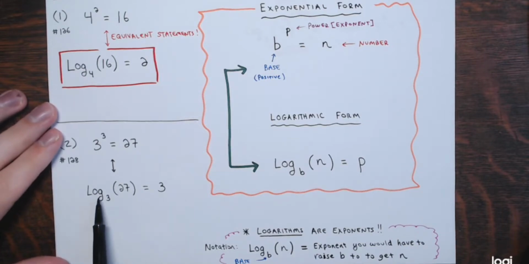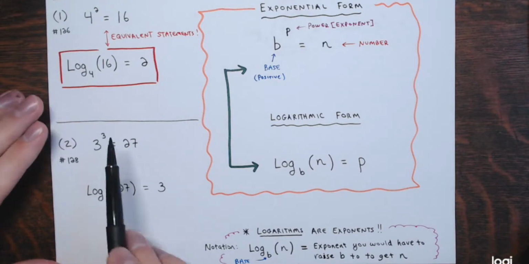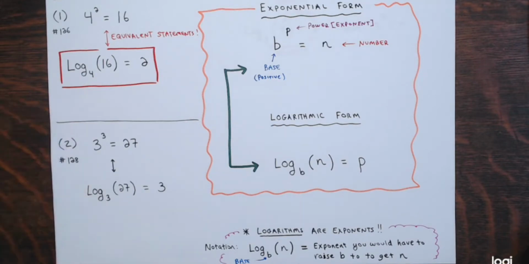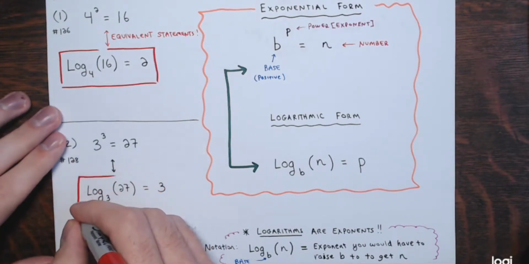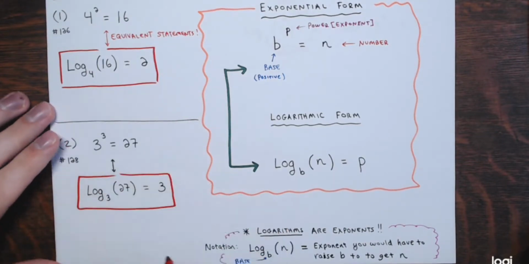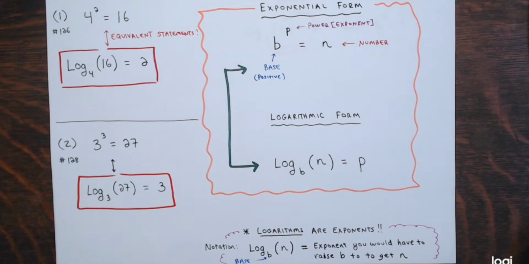And again, make sure it makes sense. The log base 3 of 27 is 3, means that the power I need to raise 3 to get 27 is 3, and that's clear. 3 to the third is 27. And that's it. Very swift, very easy once you get the hang of it.